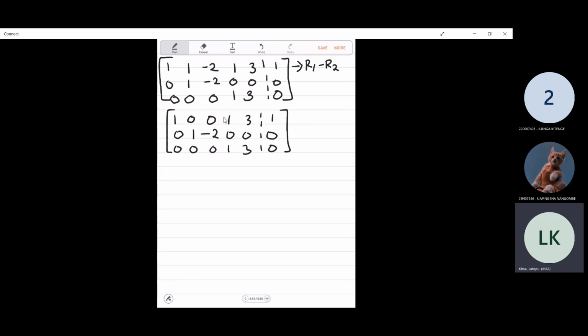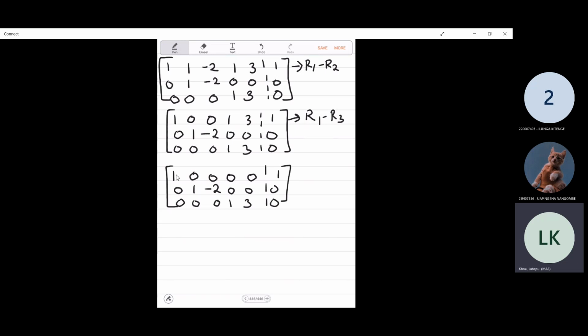Okay, we can also make this one here 0. Just say row 1 minus row 3. So I have 1, 0, 0, 0, 0, 1, then 0, 1, minus 2, 0, 0, 0, 0, 0, 0, 1, 3, 0.